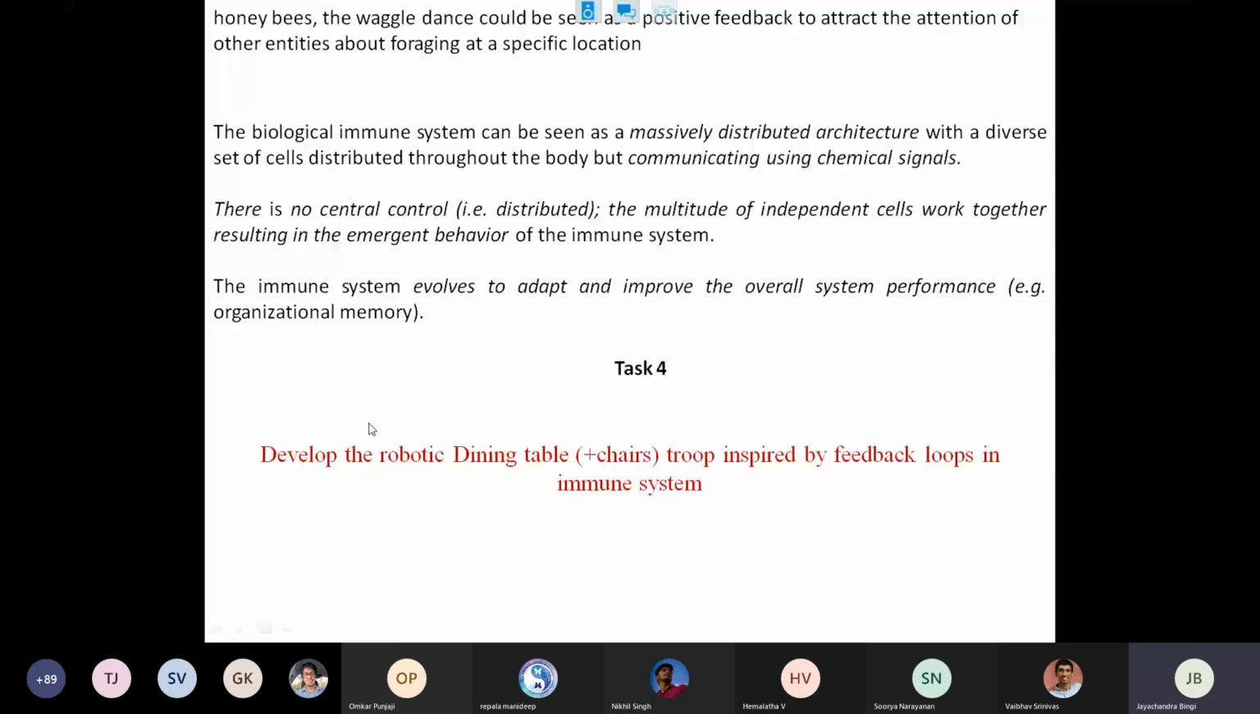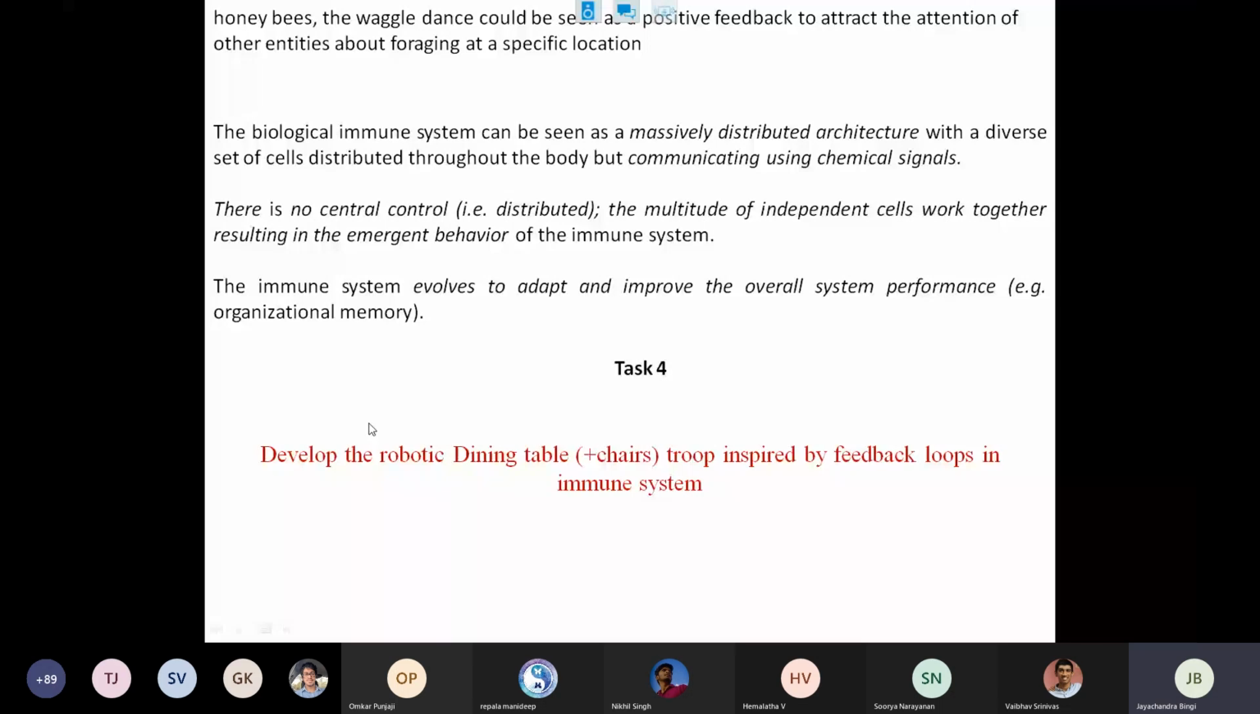What is your inspiration? The immune system of the human body. What do you need to create? The robotic dining table. Okay. So please do that. But we will discuss the same concept in the next class. Okay. Because we need 2 classes to complete things. So I request everyone, please do it.